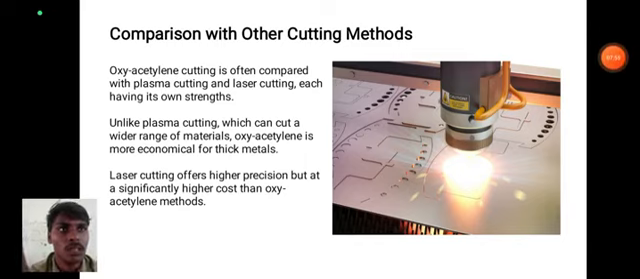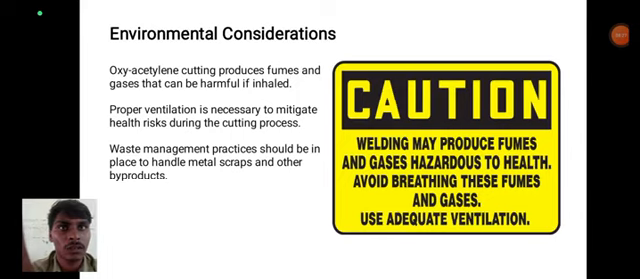Comparison with other cutting methods. Oxyacetylene cutting is often compared with plasma cutting and laser cutting, each having its own strengths. Unlike plasma cutting, which can cut a wide range of materials, oxyacetylene is more economical for thick metals. Laser cutting offers higher precision but at a significantly higher cost.